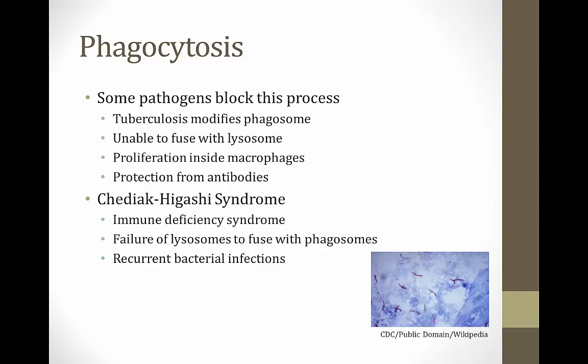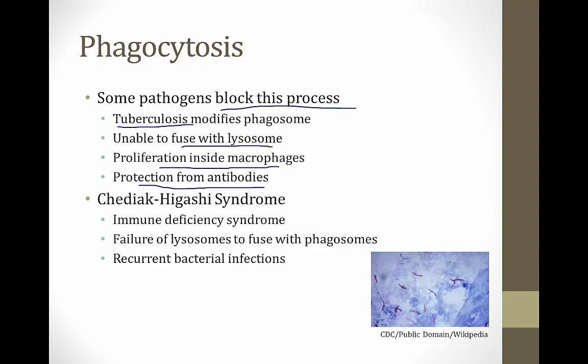And the first clinical correlate is that some pathogens block the process of fusion of the phagosome with the lysosome. And the most important one is tuberculosis. It modifies the surface of the phagosome so that it can't fuse with the lysosome. And this is what allows tuberculosis to proliferate inside of macrophages. This also helps it to evade antibodies, which are in the plasma and tissue and can't get inside the macrophage.